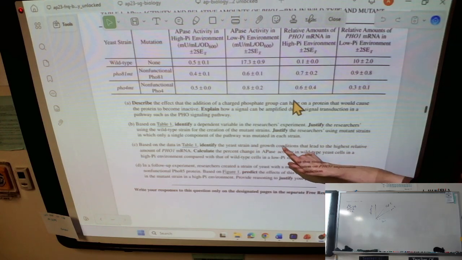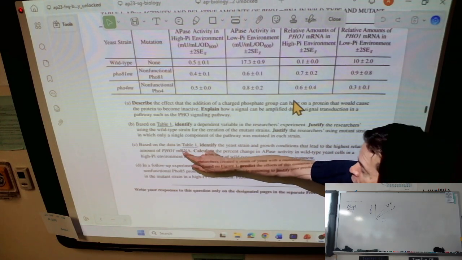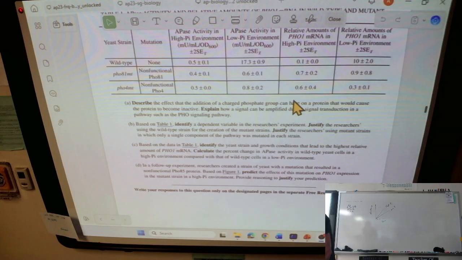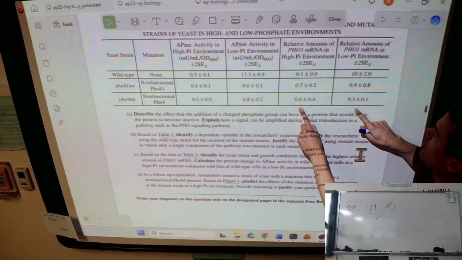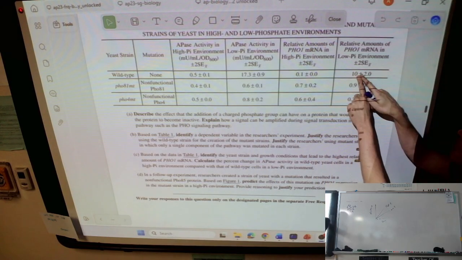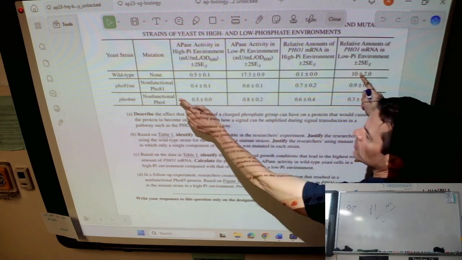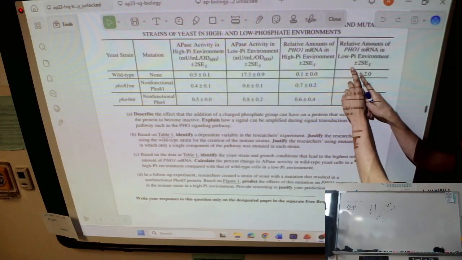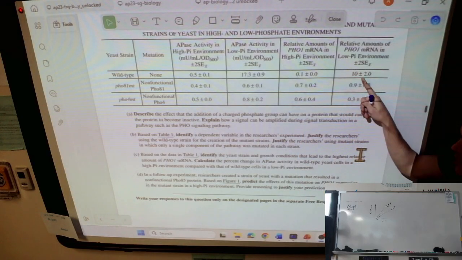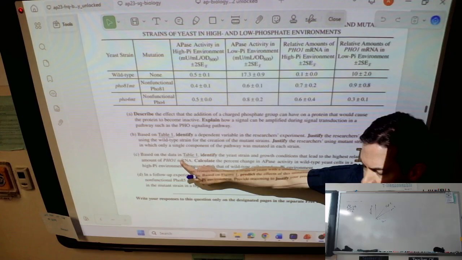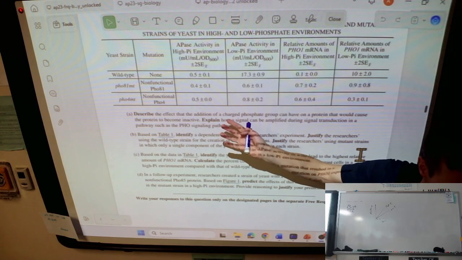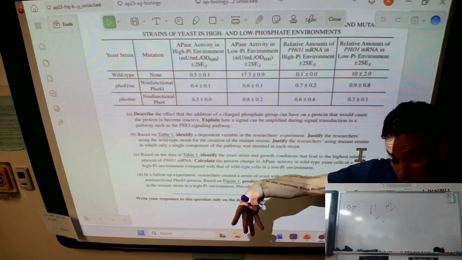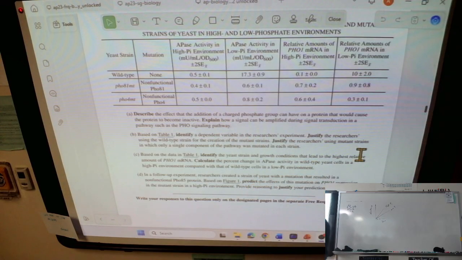Identify the yeast strain that led to the highest relative amount of Pho mRNA. And you're like, all right, Pho mRNA, who had the most? 10 is the most. So wild type in the low Pi environment. So I'm 6 points in and I didn't even read the stuff that they gave me. That's the point I'm trying to make. We'll do some more things like this, but we're out of time.